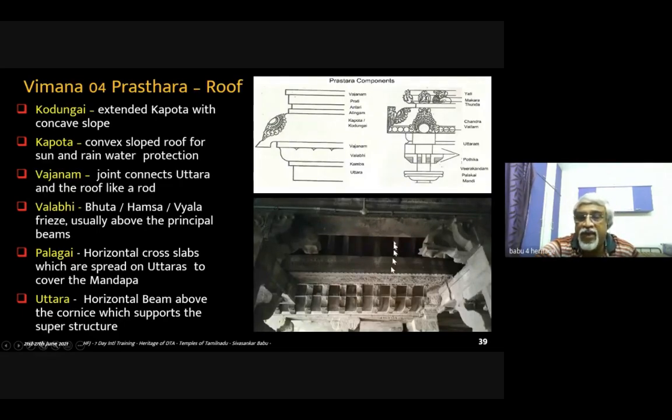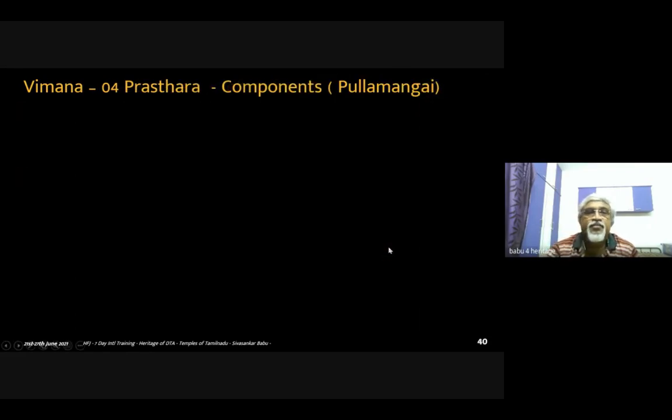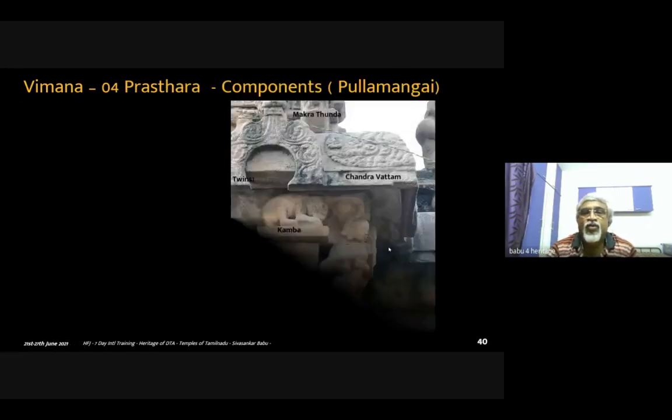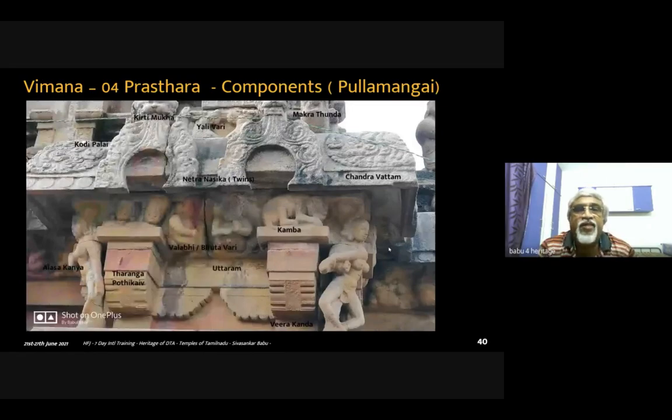And in Kodungai, the concave portion turns into a convex portion. So up to this is concave, and then in the kapodam, it again further turns like this. This is the ultimate kapodam available in Pandya country. So as a last slide, we are just seeing some examples of the roof part.